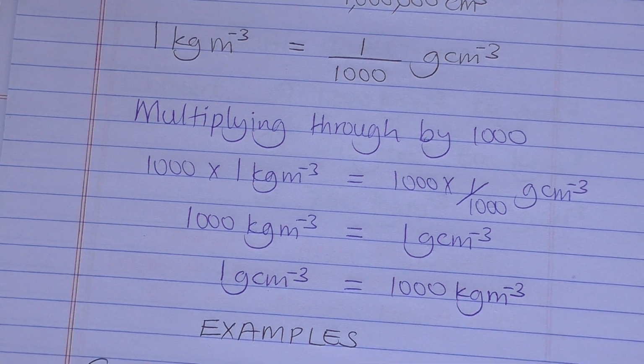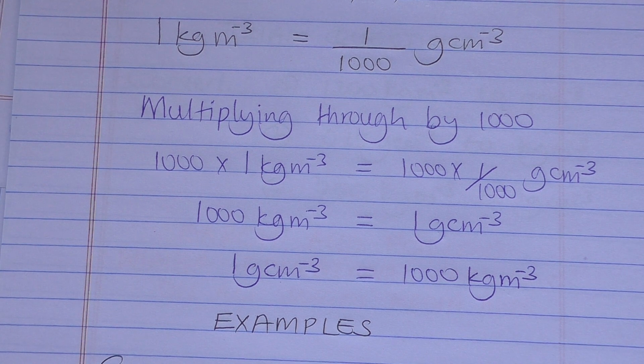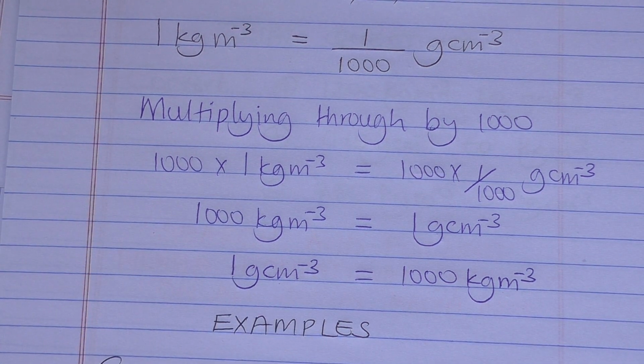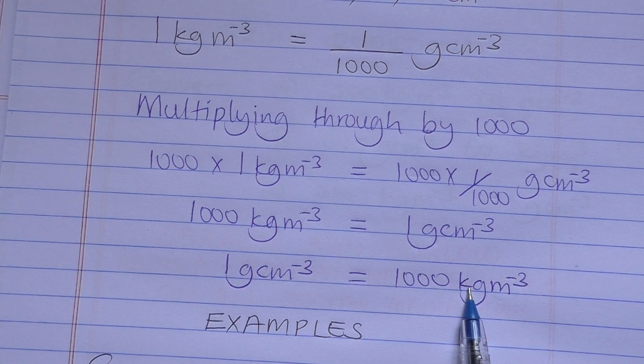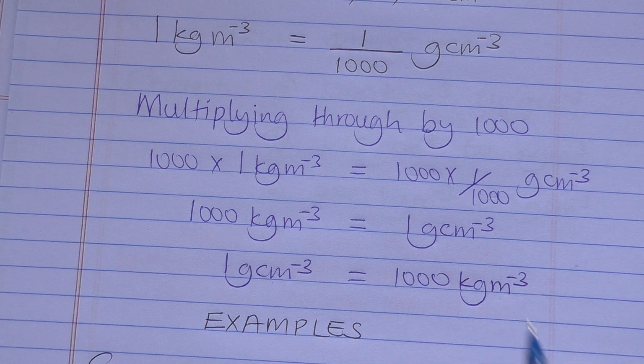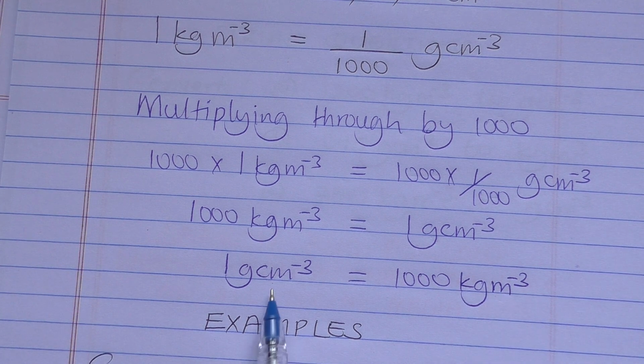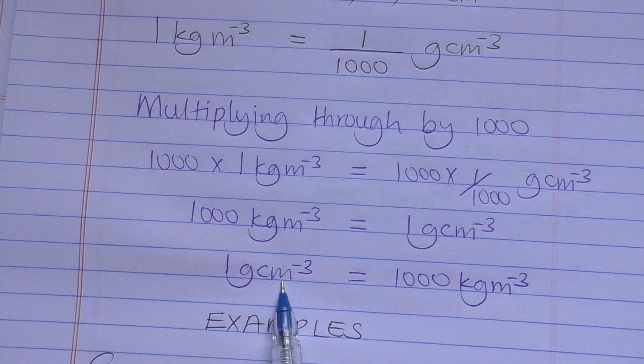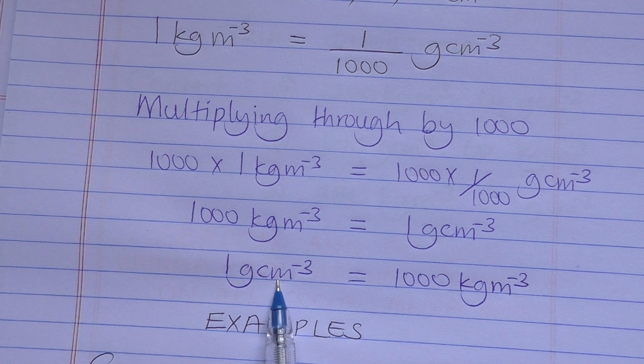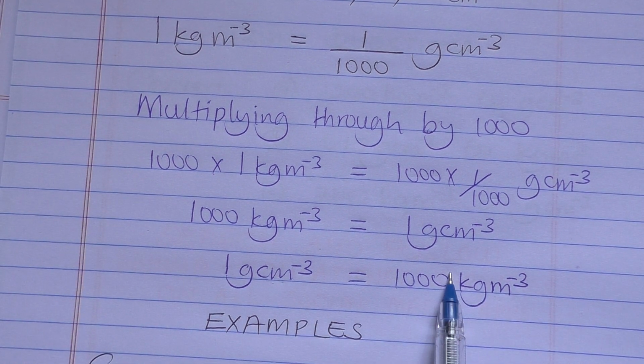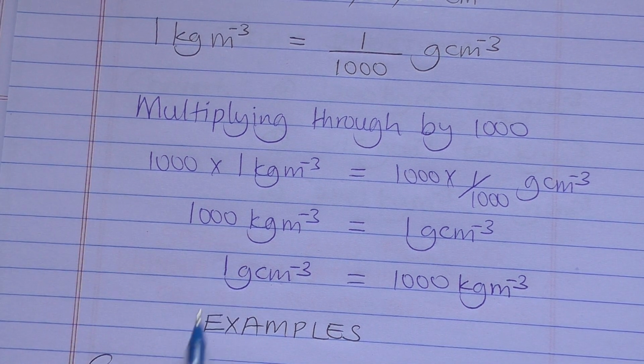And maybe let me explain what this means. 1 gram per centimeter cubed means that we have 1 gram in the volume of 1 centimeter cubed. And here we have 1,000 kilograms in a volume of 1 meter cubed. Remember, 1 meter cubed is larger than 1 centimeter cubed. And therefore, since it is larger than 1 centimeter cubed, it will contain more than this. Hope we are now together.